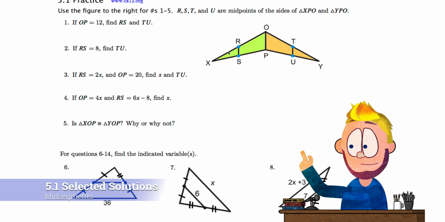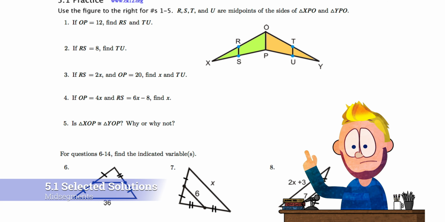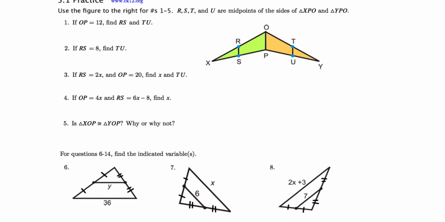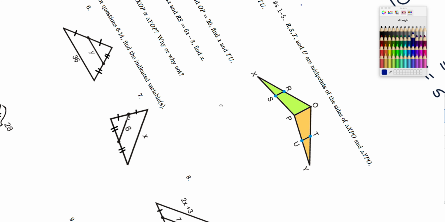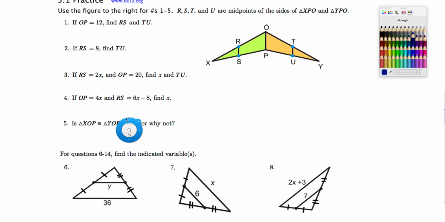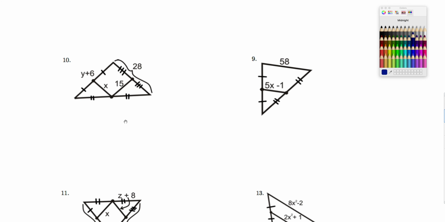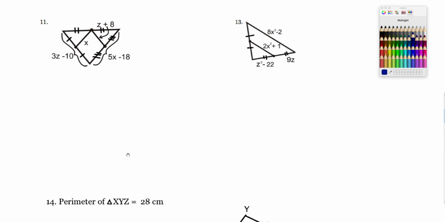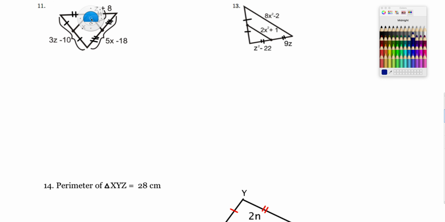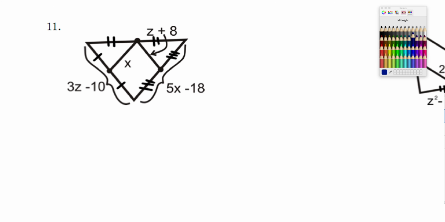Mr. Mac here. I'm going to do some of the solutions here for 5.1 practice. We're talking about mid-segments. I think we're good to go here for the first couple of questions. I want to start at 11. We're going to do 11, 13, 14, and then on paper I'll do some of the coordinate geometry and the construction. So let's take a look at number 11.